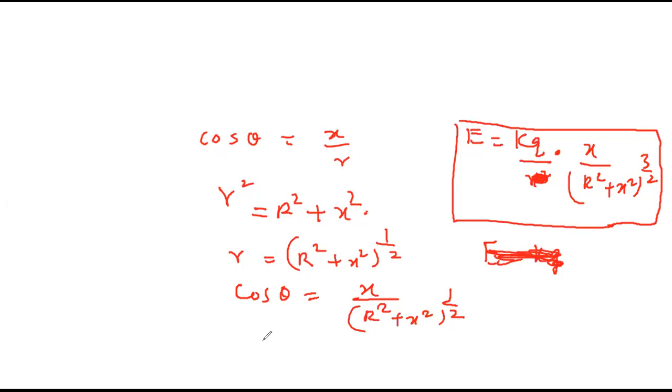See, E is kq upon r square. Cos theta we got as x by r. That is kqx upon r cube. So kqx upon small r cube. Please copy till this. The ring formula is kqx upon r cube, where r is R square plus x square raised to 3 by 2.